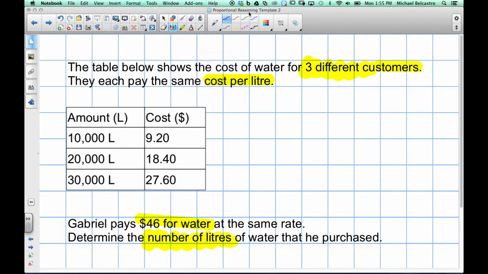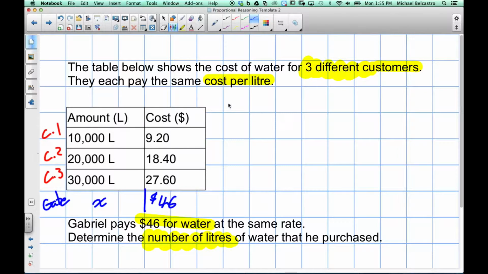So we have 3 customers here. So I'm going to organize them. We'll call this customer 1, customer 2, and customer 3. So they all pay the same rate, it looks like. And what we've discovered is that Gabriel, we'll put him in here, Gabe, he pays under the cost $46. So I've kind of extended the table here. What we're trying to figure out is how many liters of water. So we don't know. So we'll use a variable, we'll call it x, to figure out the number of liters of water that Gabriel purchased.